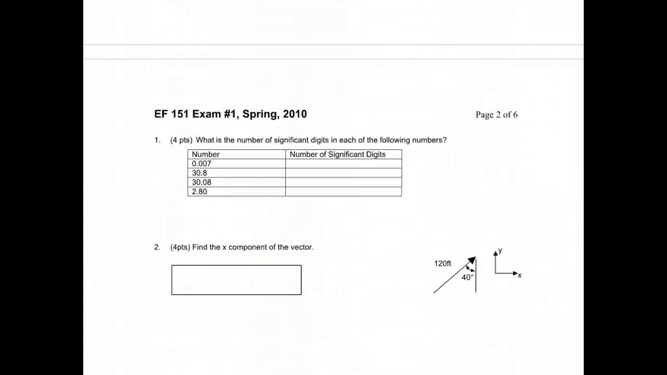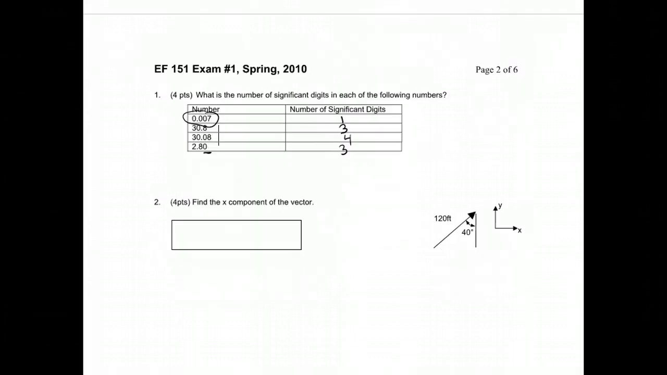The purpose of this first problem is, of course, to just see if you understand significant digits. This one's only 1. We have locator zeros that don't matter. The next one is 3. This one is 4. And this one is 3. That 0 is significant because it's not a locator.